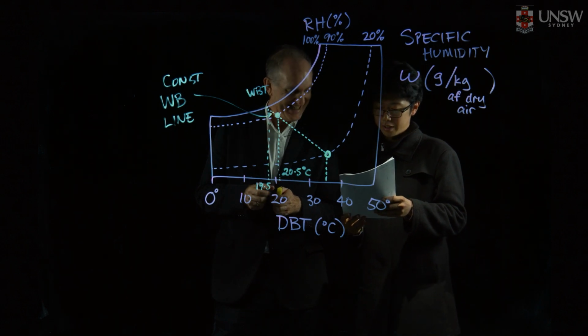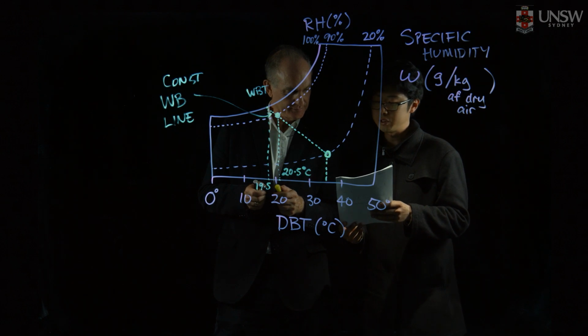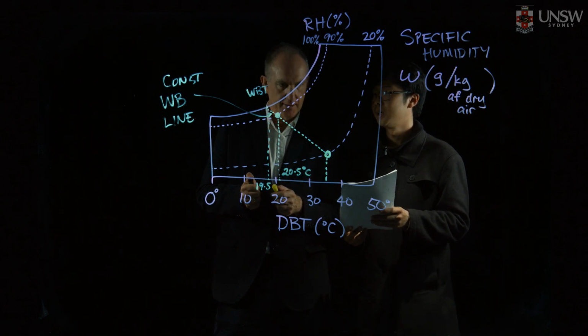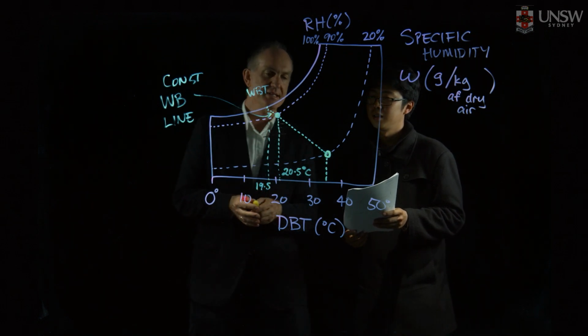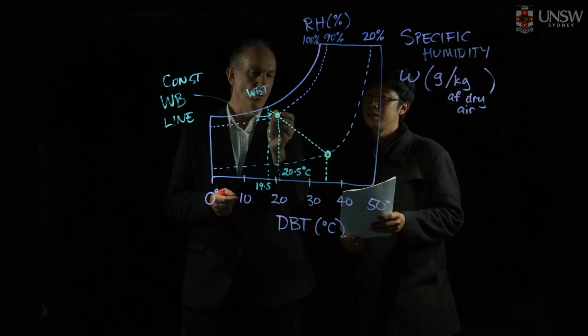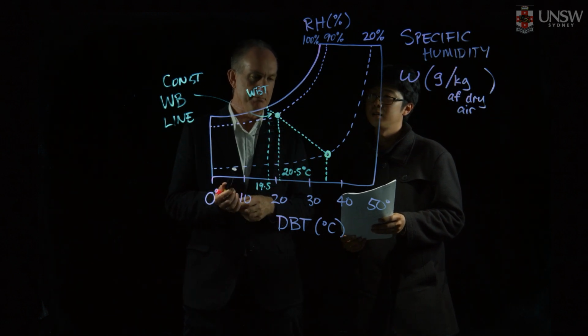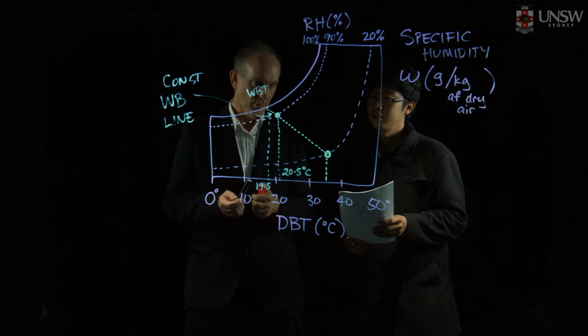Yes? What about if we're trying to find the required rate of water supply to the evaporative cooler for this process? Great. Okay, so because the air is dry at the start and more humid by the end, we're adding moisture to the air. So we add moisture to the air to cool it down.